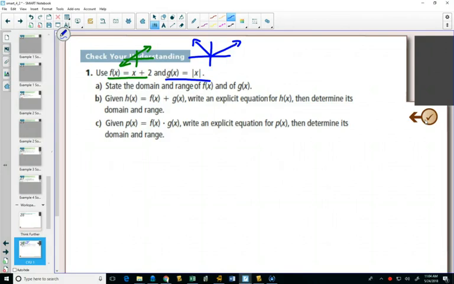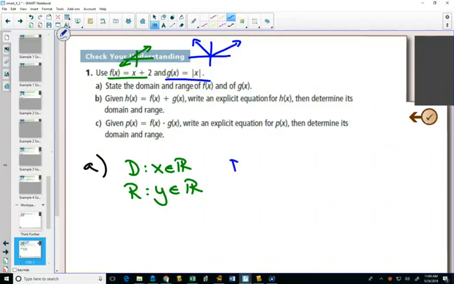So when I get to part A, which says state the domain and range of each of them, well, for my green graph, that's a line. I know that its domain is everything and its range is everything. For the blue graph, which is my absolute value graph, I know that my domain is everything, but my range is bigger than or equal to 0.